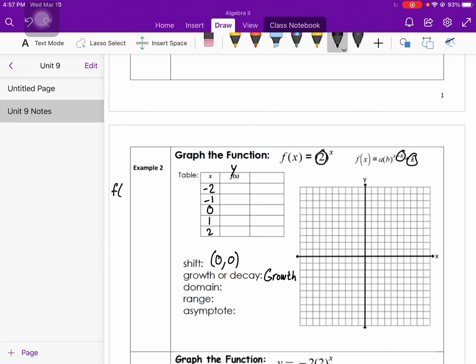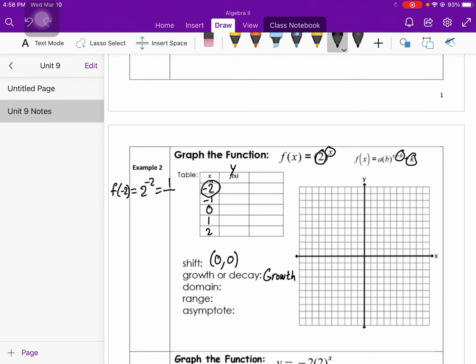So if I do off to the side here, f of -2, that's taking 2, and this is my x value, but notice x is the exponent, so I'm taking 2 to the -2 power. Thinking about our knowledge from the last unit, this is the same as 1 over 2 squared, which is the same as 1/4. So that is what we get here. So f of -1 is 2 to the -1st power, which is just 1/2.